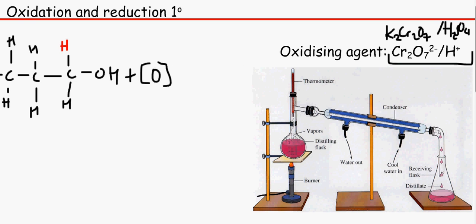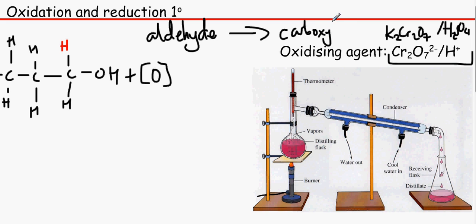So the first thing that we should know is that primary alcohols can be oxidized not just once but further again. It can be oxidized to an aldehyde and then it can be oxidized to a carboxylic acid.